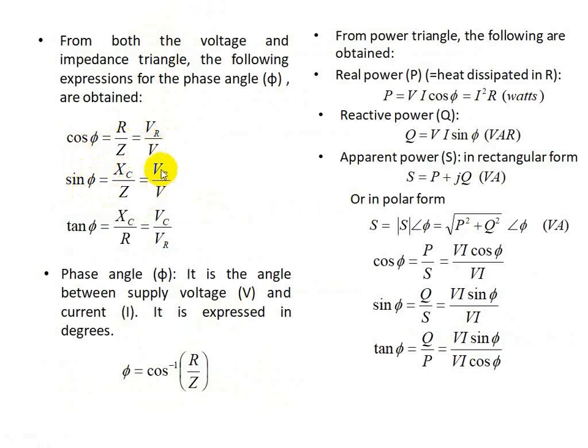The vertical component is VC, and tan phi is XC by R, that is vertical component by horizontal component. Here also, from any one of these expressions you can find phi. Here I have written cos phi as R by Z. Again, the power expressions, real power, active power, and apparent power, remain the same; there is no change. So these equations are also used for RLC circuits.